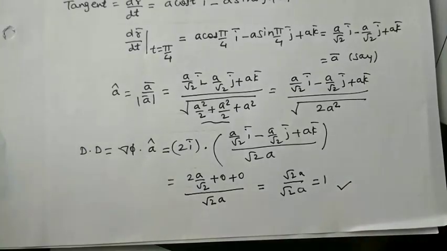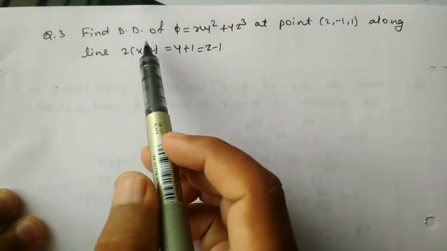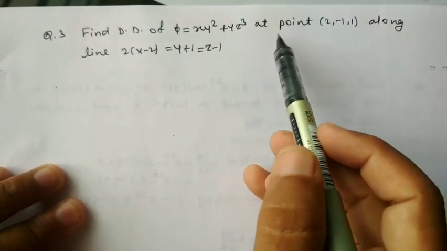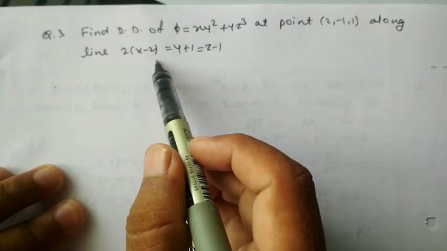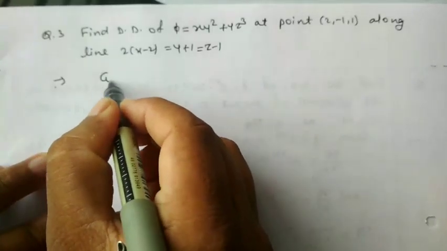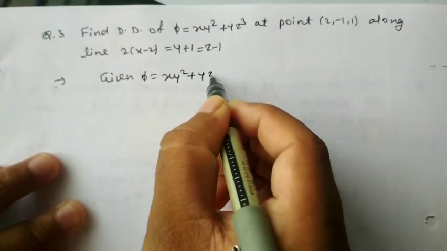Now next example, question number 3. Find the directional derivative of phi equals xy square plus yz cube at the point 2, minus 1, 1, along the line 2 into x minus 2 equals y plus 1 equals z minus 1. So the given phi is equal to xy square plus yz cube.